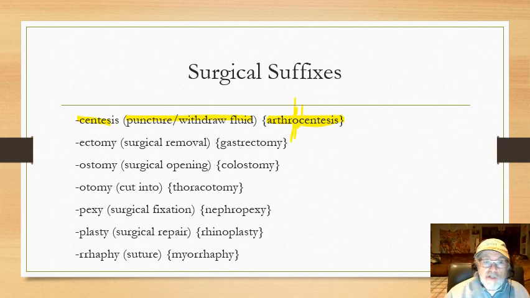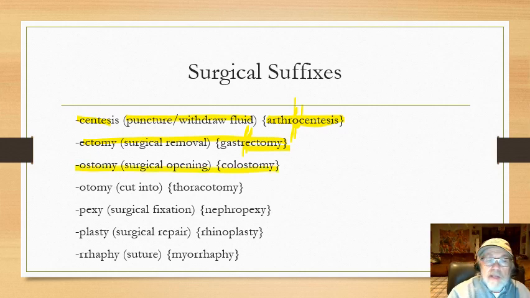Okay, so that's a surgical suffix. Ectomy, removal of something. Gastrectomy, gaster means stomach. Ectomy, because the suffix begins with a vowel, I don't need a combining vowel. Gastrectomy, removal of the stomach.